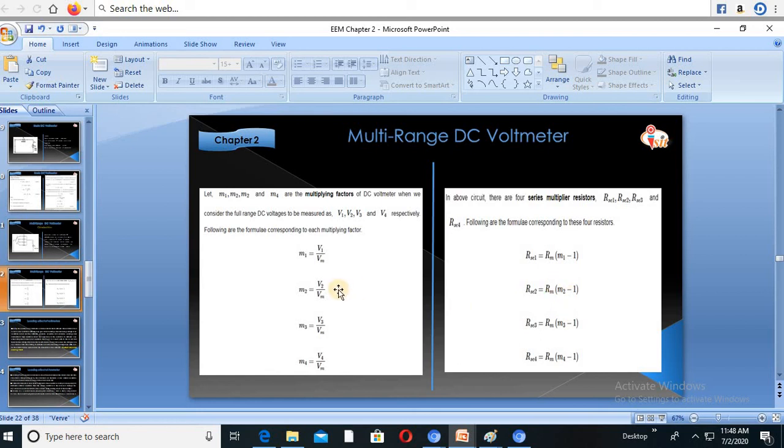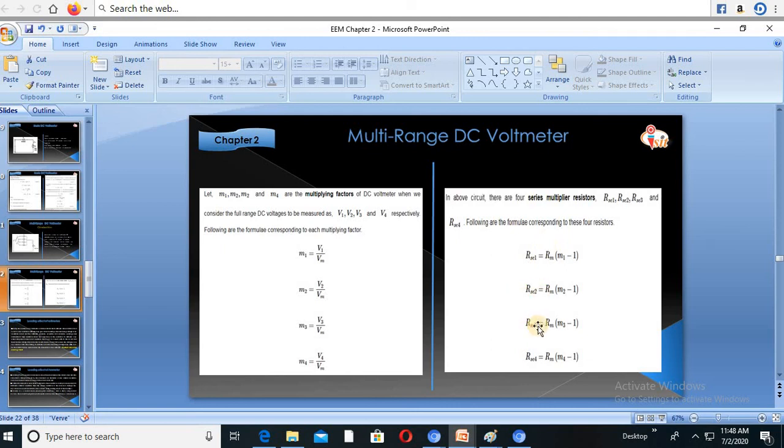Then what is M2? M2 is equal to V2 upon Vm. Then RSE3 is equal to what? Rm times (M3 minus 1). Then M3 is equal to what? V3 upon Vm. RSE4 is equal to what? Rm times (M4 minus 1). Then M4 is equal to what? V4 upon Vm.